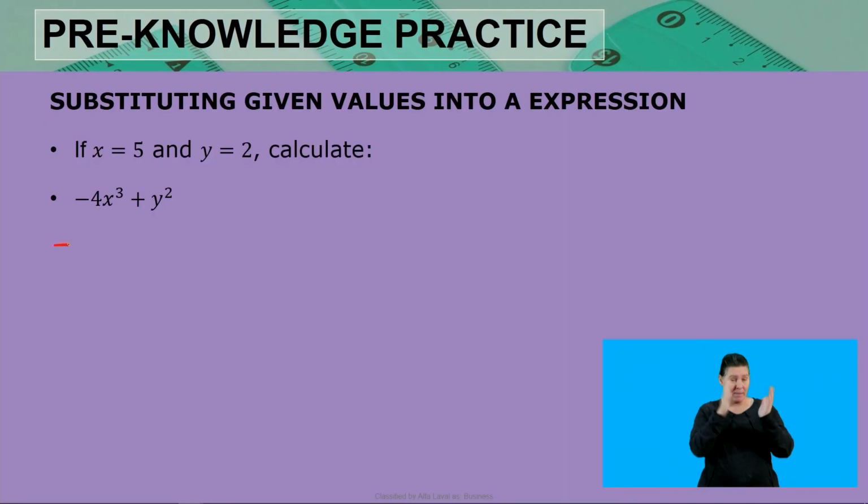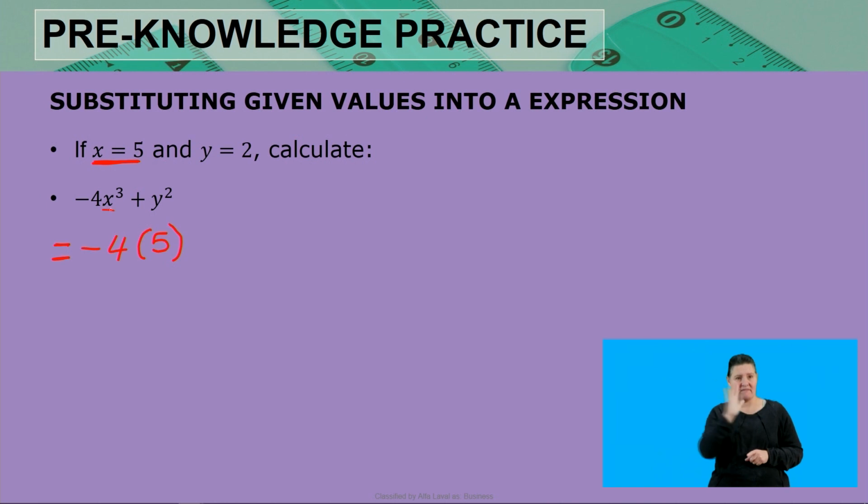Remember, we use brackets to make the calculation easier for us and to avoid small mistakes. Now we have our expression, negative 4x cubed plus y squared. So this is a negative 4 and I'm going to open my bracket. Why? Because I've been given the value for x. I've been told that x equals 5, so I'm going to place a 5 in the place of x. I'm going to close that bracket, and if you look closely, the x is cubed, which means my bracket must be cubed as well.